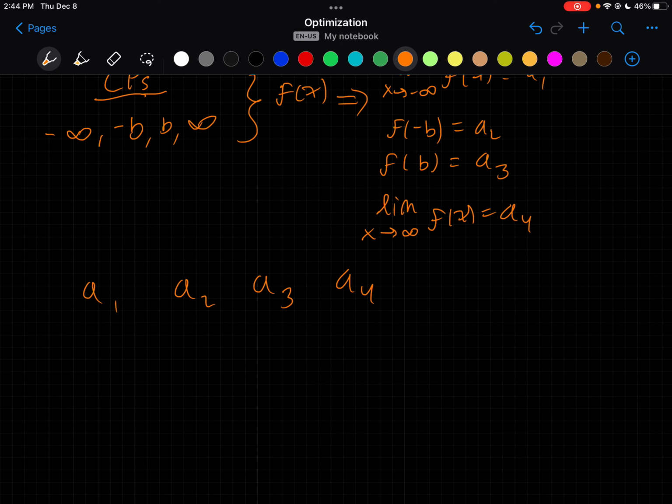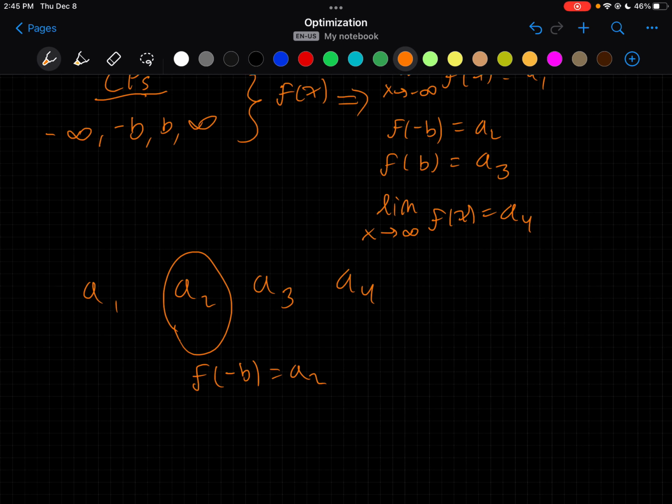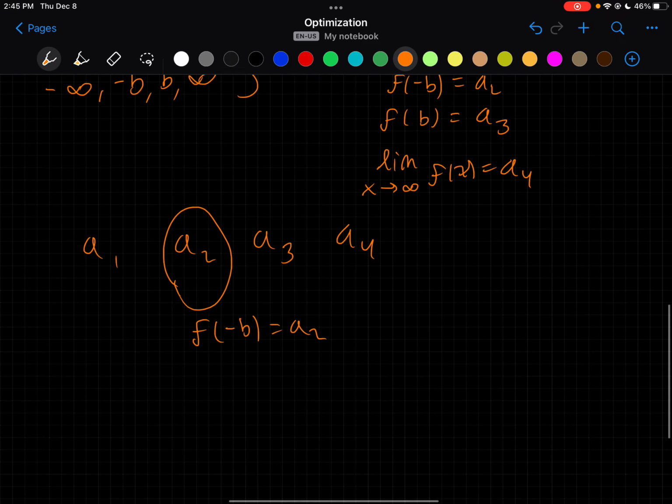Given whatever the problem wants, whether it wants the biggest or the smallest, we would select which one of these candidates fulfills the requirement of the question. So let's say a2 completes that. Well then, our optimal point is that f of negative b equals a2. And so that's the general process.